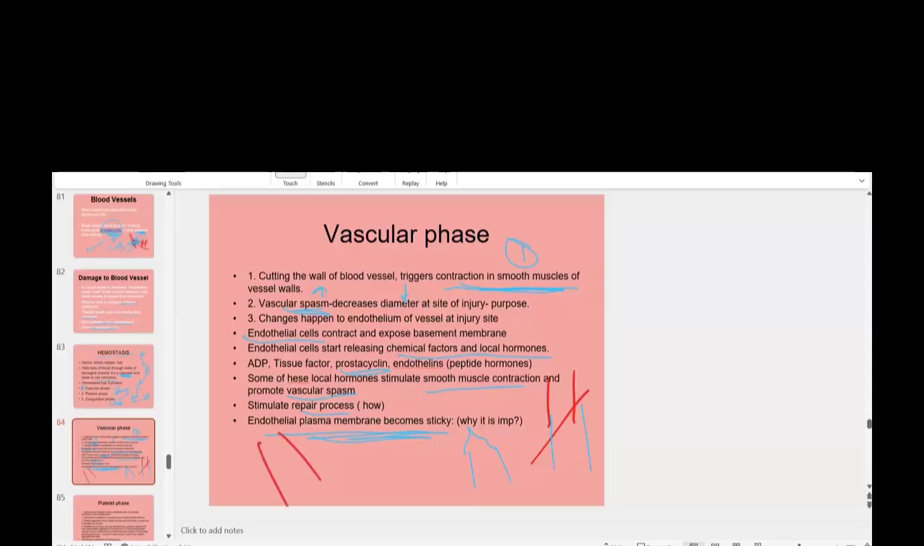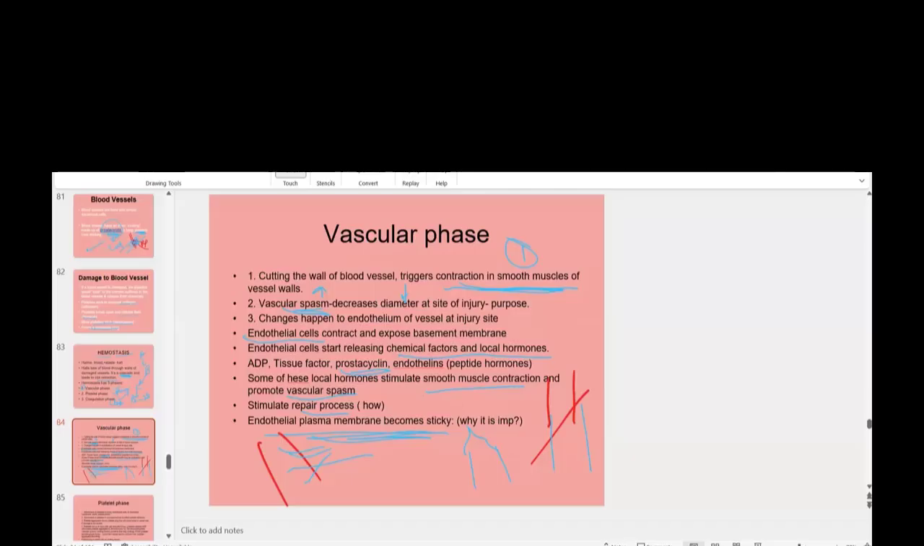Here's a blood vessel and we have a cut. So what all changes are going to happen over here? You'll find that, first, number one, the smooth muscles will contract and try to narrow down or constrict. So vasoconstriction will happen. It will try to narrow down the blood vessel to stop the loss of blood.